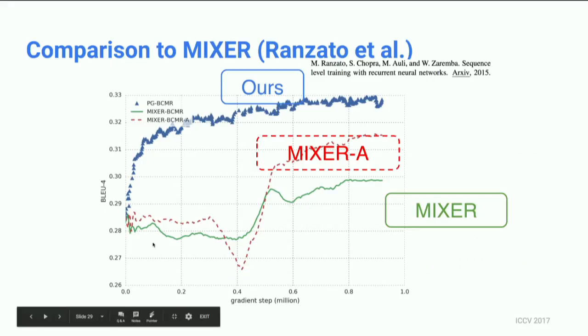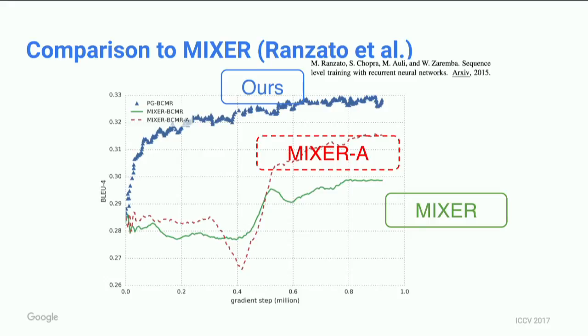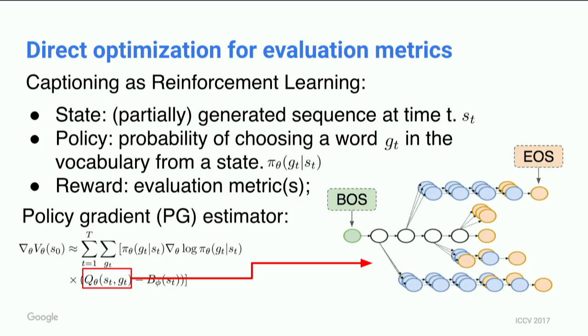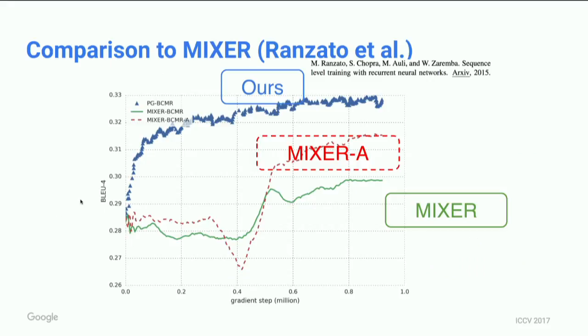There was a prior work called Mixer from some guys at Facebook, and there are two main differences between our work and theirs. First of all, when they used the policy gradient method, they didn't do this Monte Carlo rollout. They had a fixed estimate of future reward that didn't use the model, so it was less accurate. And secondly, they were optimizing BLEU score, and I would argue that's the wrong thing to optimize because it doesn't correlate with human judgment. We're optimizing CIDEr score or some variant of that.